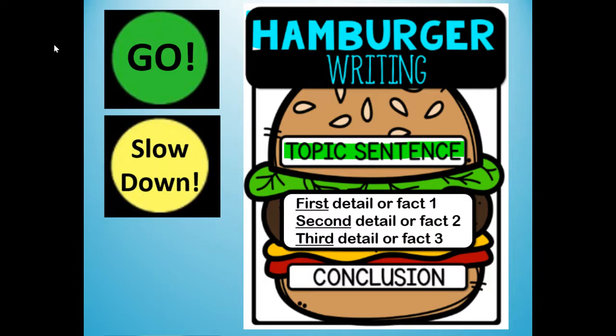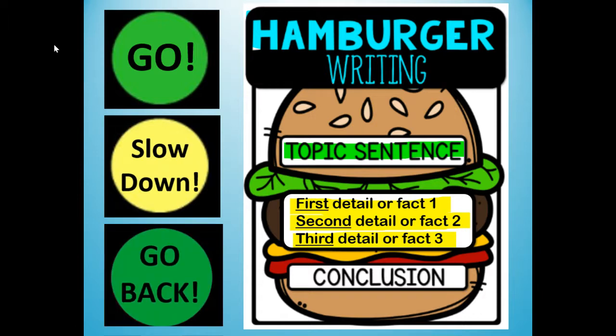Yellow means slow down. You're going to say and then write your first detail or fact one sentence. Then you're going to slow down again and say your second detail or fact two sentence. Then you're going to slow down again and write your third detail or fact three sentence. And then we're going to go back, green means go back, and restate the main idea in your conclusion.